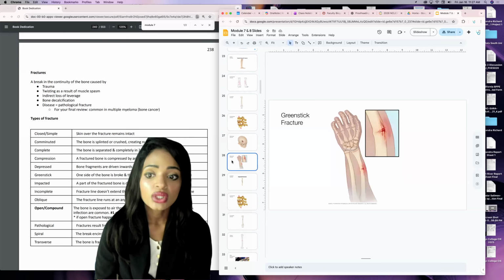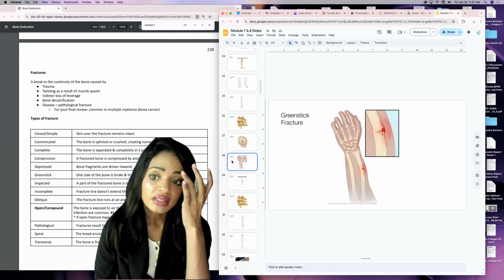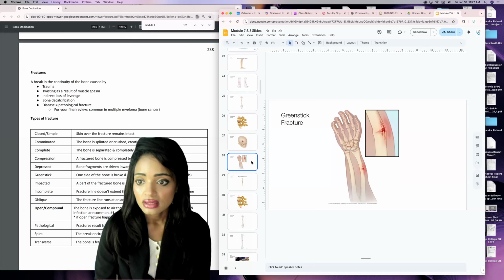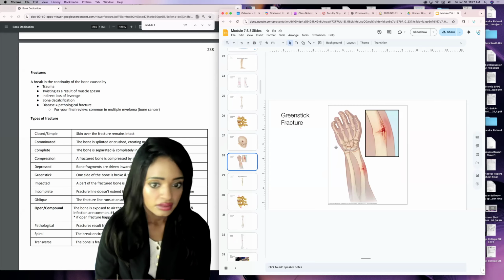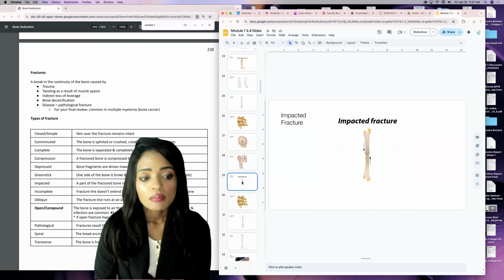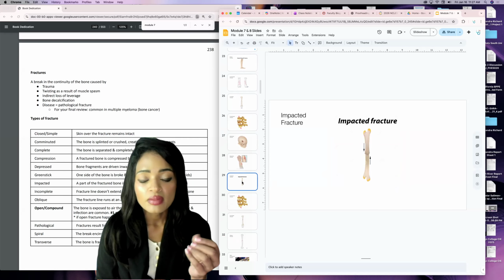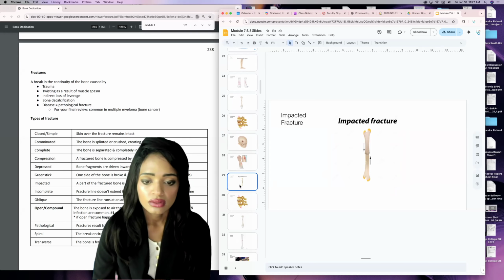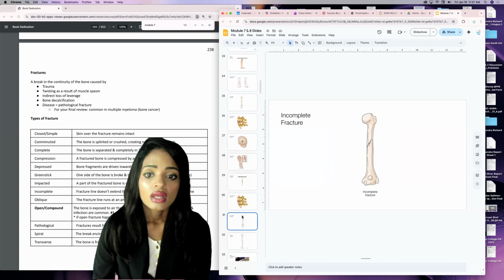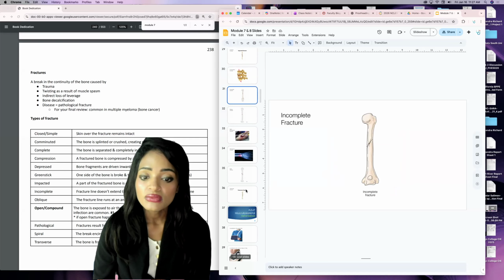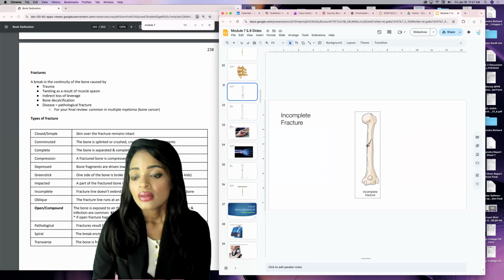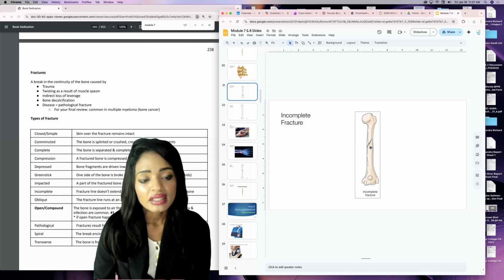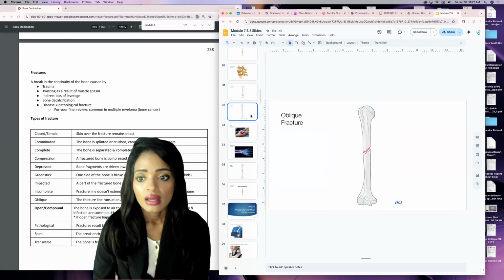Greenstick fracture, one side of the bone is broken, the other is bent. So this side is broken and the other is bent. Impacted fracture where bone fragments are driven inwards. An incomplete fracture is when the bone is broken and the other side is not. So it didn't break clean. Oblique, it broke on an angle.